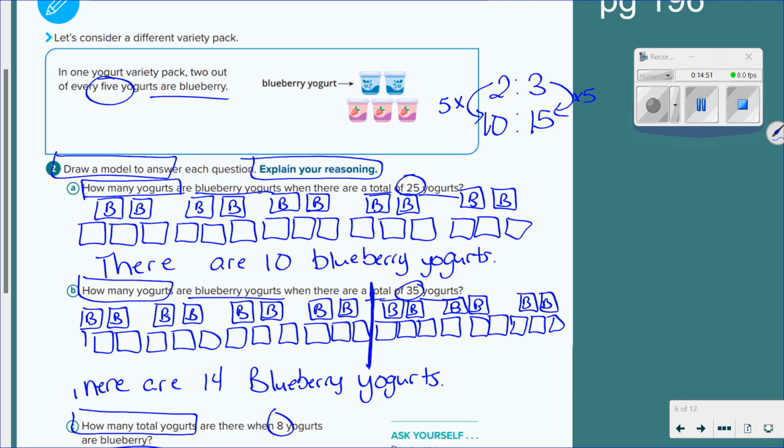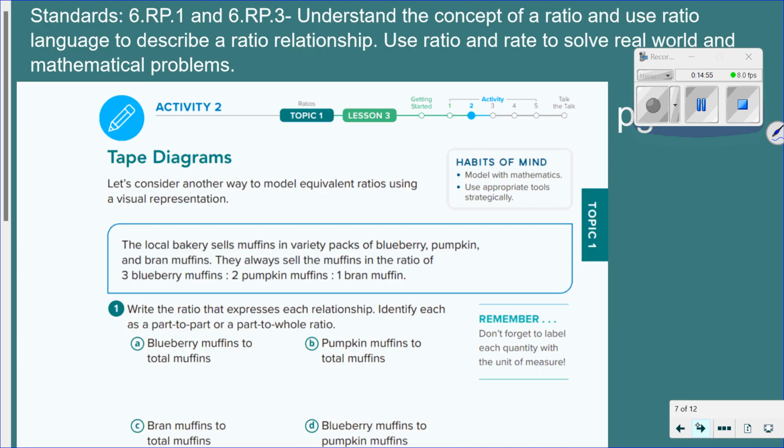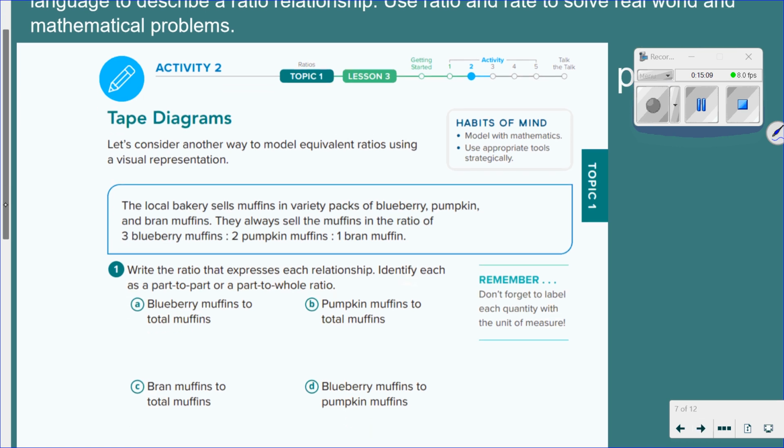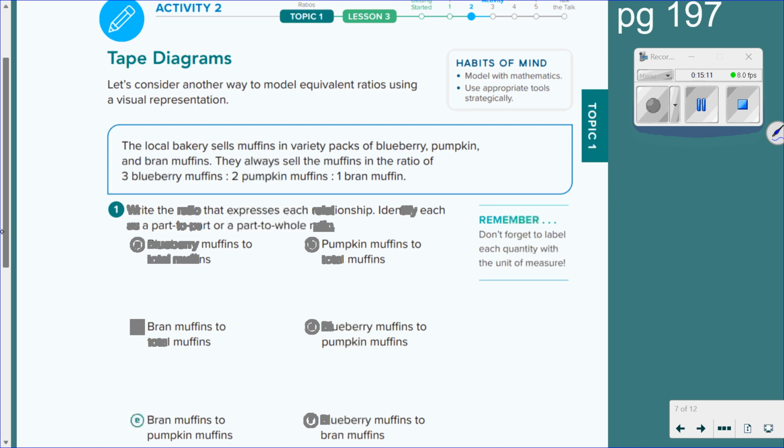All right, let's look at the next page. The next one we look at is another diagram type. It's called a tape diagram. I'll be honest, when I first was introduced to these 6 years ago, I was like, that's kind of stupid, but as I've gotten used to them, these are actually pretty cool. And they're actually really easy to make, too. So we're going to add a couple things.